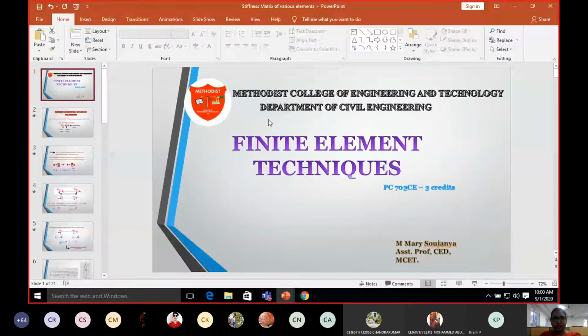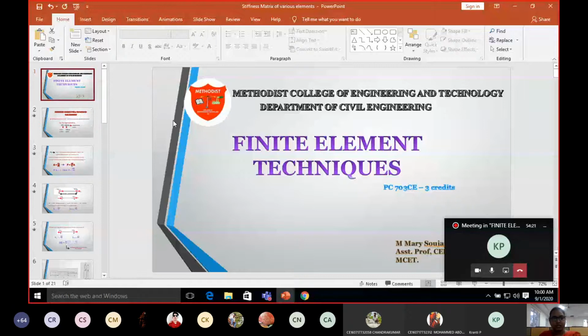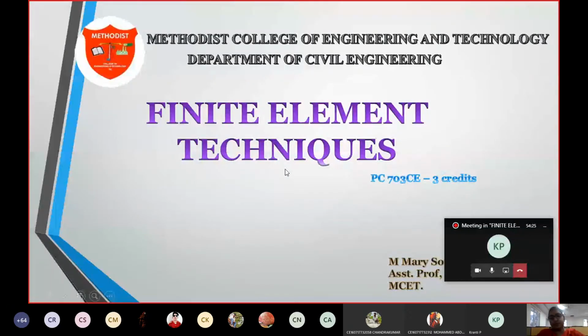We'll start with the new topic, that is stiffness matrix for various elements. I request you to note down the stiffness matrix for different elements and what it is, because this is only going to help us to go forward in the finite elements. All right, finite elements, as I already said, is completely about matrix methods of solution. So stiffness matrix plays an important role.